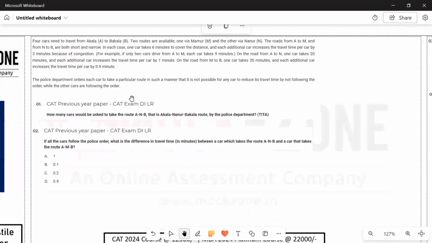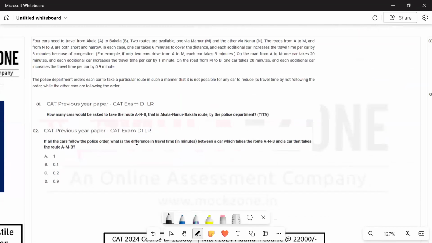So the question says, four cars need to travel from A to B. Two routes are available, one via M and the other via N. The roads from A to M and from N to B are both short and narrow. In each case, one car takes 6 minutes to cover the distance, and each additional car increases the travel time per car by 3 minutes because of the congestion. For example, if only two cars drive from A to M, each car takes 9 minutes.